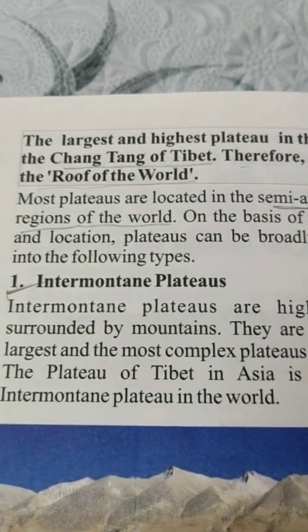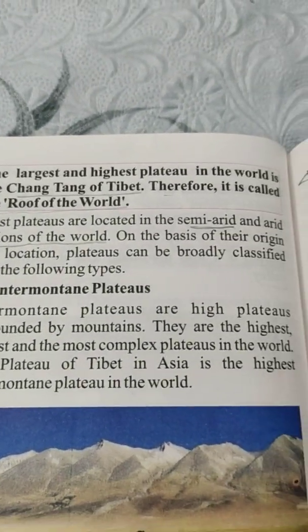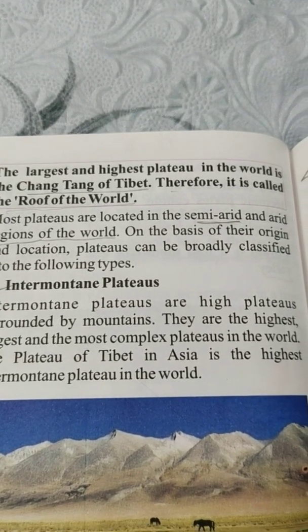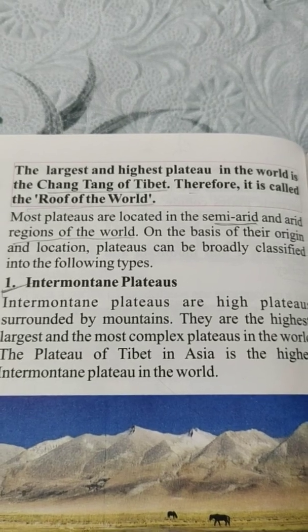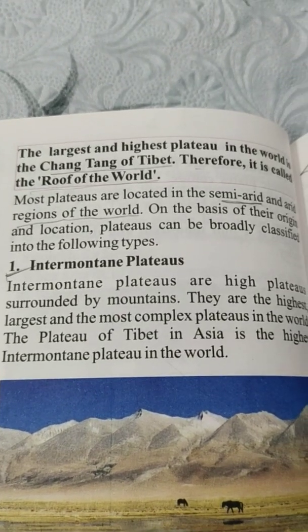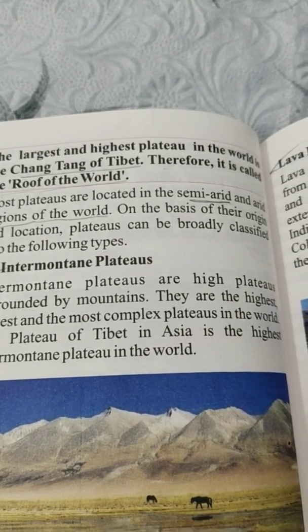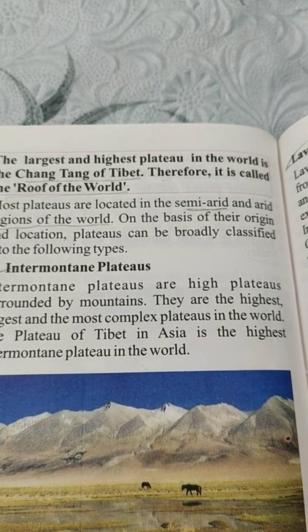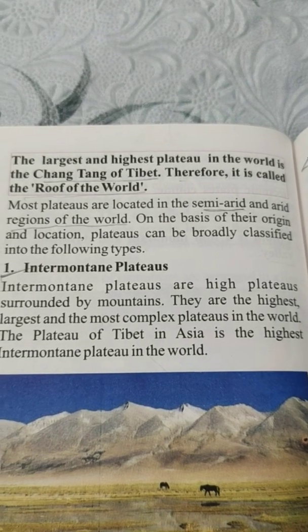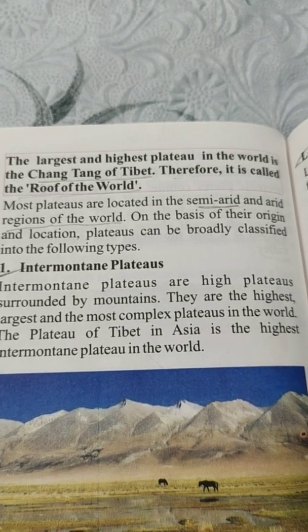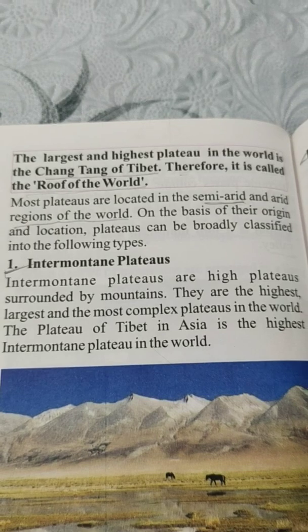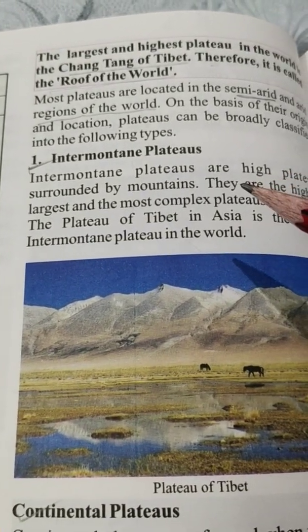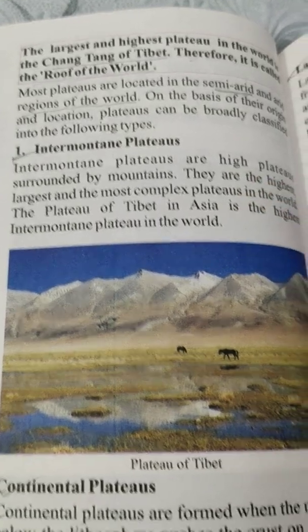See, the largest and highest plateau in the world is the Changtang of Tibet. Therefore, it is called the roof of the world. Most plateaus are located in the semi-arid and arid regions of the world. On the basis of their origin and location, plateaus can be broadly classified into the following types. Now we will see. First type, intermontane plateau.